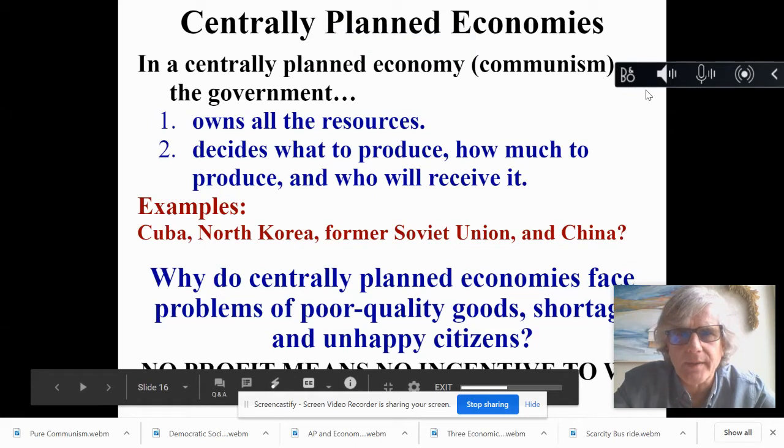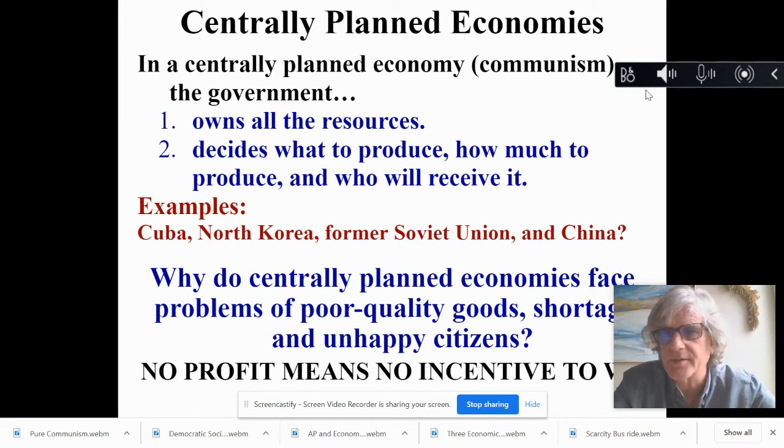Centrally planned economies. In a centrally planned economy, also known as authoritarian socialism or communism as we know it, the government owns all the resources. Government owns the factors of production. Government owns the land, labor, and capital. Government decides what to produce, how much to produce, who will receive it. Government decides about the profits and the prices. Government determines what is produced, how much is produced. Examples of this are Cuba, North Korea, the former Soviet Union, China.